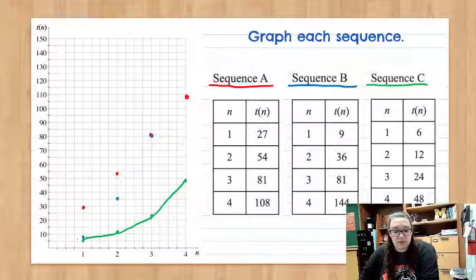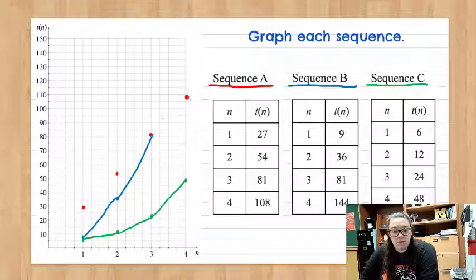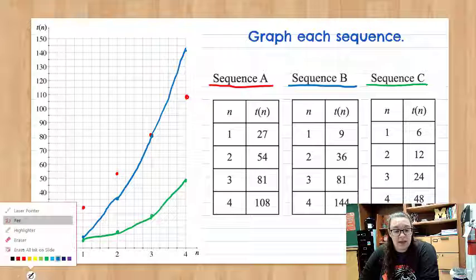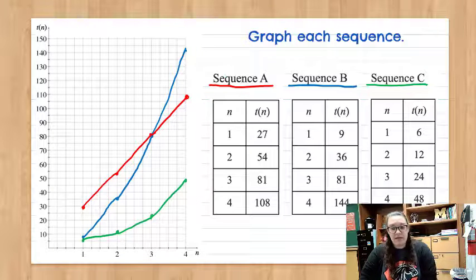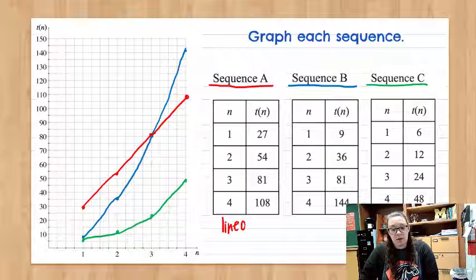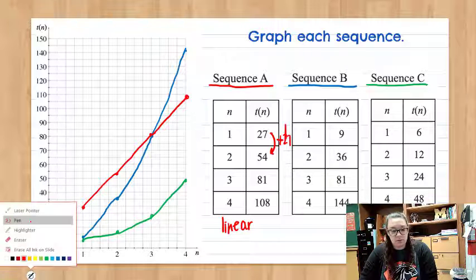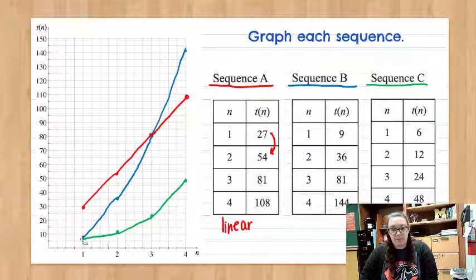Sequence B, it started a little bit higher and then it went to here and it matched up with A right here, which was kind of cool. And then the fourth one was up at 144. It was the highest way up here. And then sequence A, our first one, went from here to here, to here, to here. So I can see from the graph now that this is a linear equation. It went up by the same rate. Each time it went up by 27.